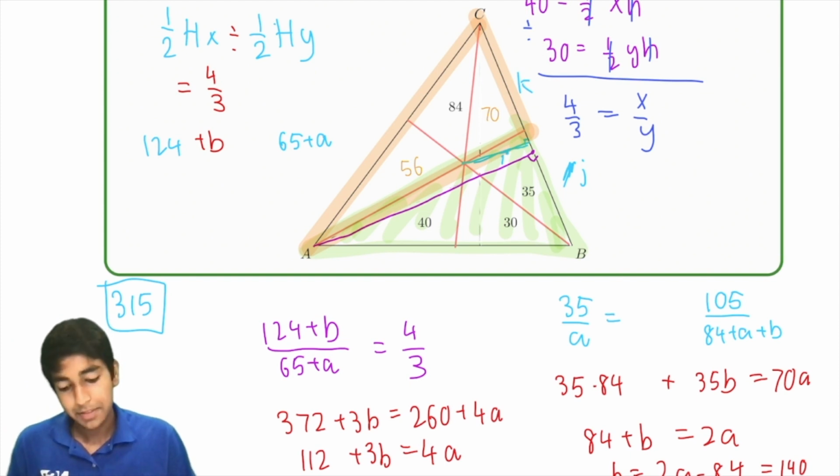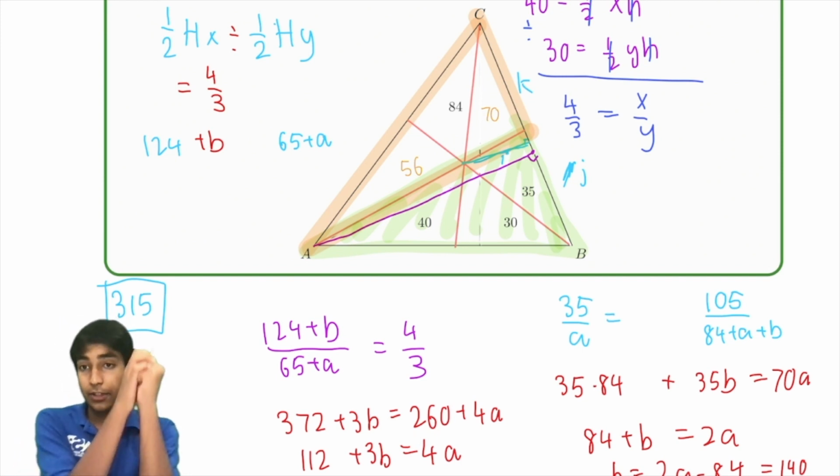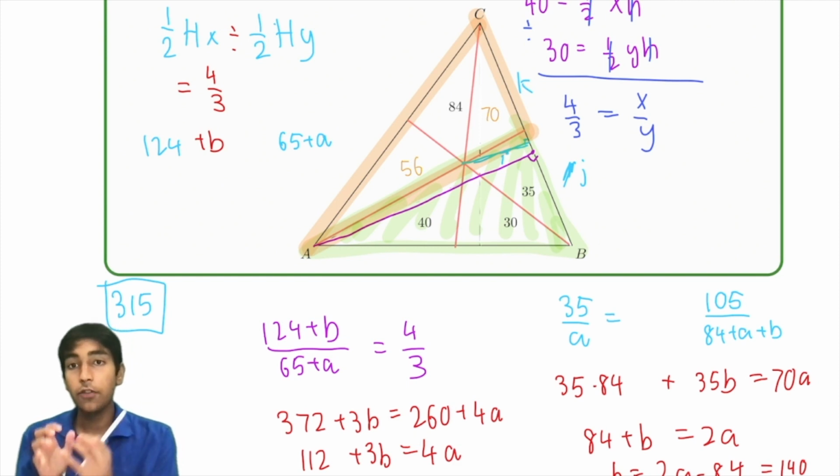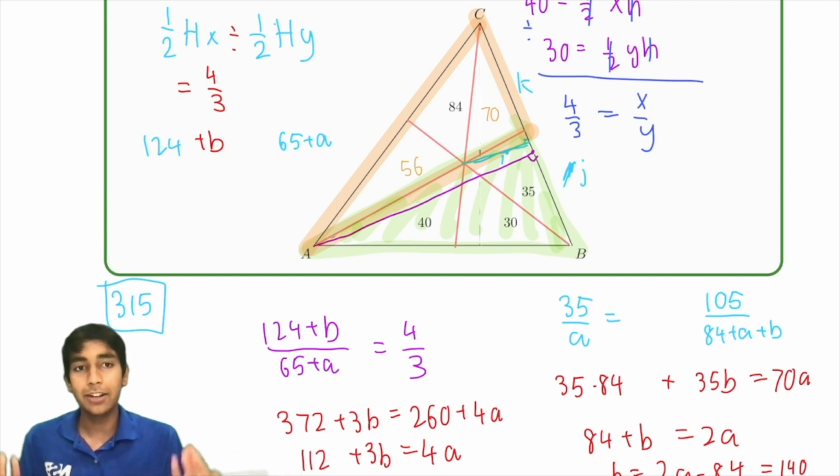Let's recap. Basically what we did is we assigned variables A and B. Then we used the very cool property that if they share the altitude, then the ratio of the areas is just the ratio of the bases. And then we constructed a 2-variable equation from there and easily solved and found our answer.